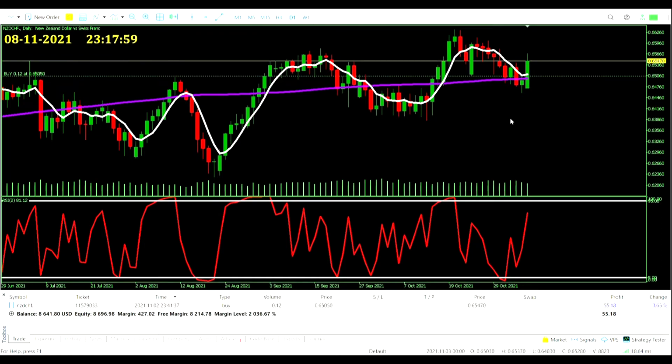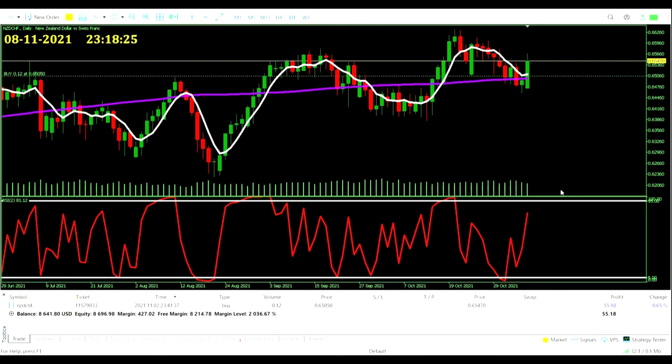Day 31, a new week, and you are about to witness something special. We are closing off the New Zealand dollar Swiss franc trade, and we are doing it in profit. You can see it was a big green candle today. We needed it. We really did. Last time we checked, I think we were around about $30 down.